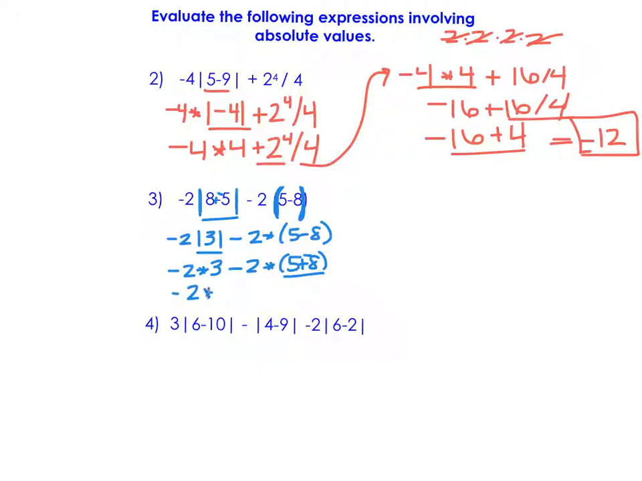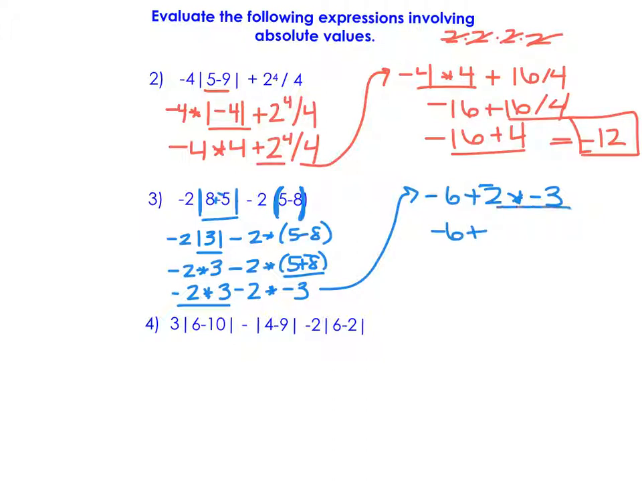So we have negative 2 times 3 minus 2 times negative 3. Then from here we do multiplication and division from left to right. So I have negative 6 minus 2 times negative 3. Now here's an instance where utilizing keep, change, change might be helpful. So I have negative 6 plus negative 2 times negative 3, which is a positive 6. Negative times a negative is a positive. We add those together and we get 0.